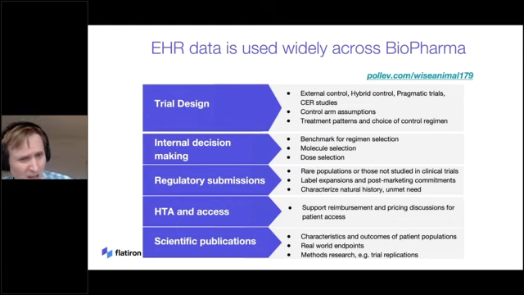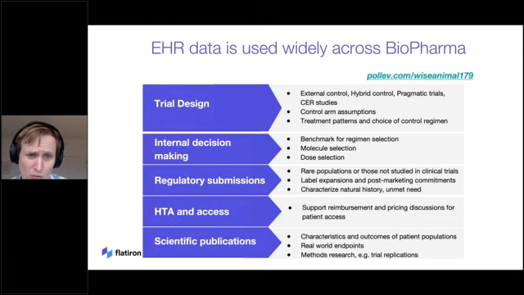But I wanted to highlight these 5 major areas where we've viewed EHR data as being useful and used in the past across the biopharma space. First of all, in trial design, we know that RWD can provide a really strong complement to trials, especially if historic trial data is not available or is not contemporaneous with the trial being conducted. So there are different ways to assess control arm assumptions or look at treatment patterns to help choose a standard of care for a control arm.